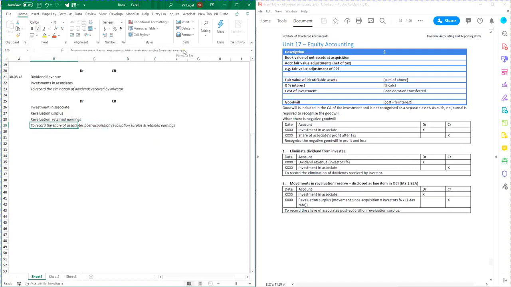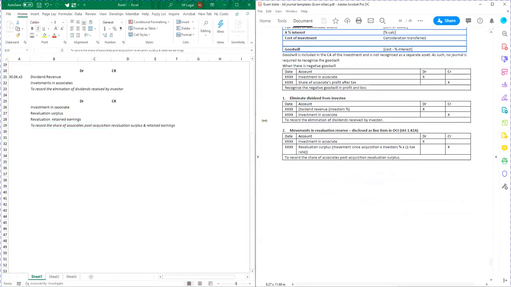Earnings. Okay, cool. I've just split out retained earnings and revaluation surplus in case there's anything else in the question that would fall in retained earnings, not surplus, but it would still impact your investment in associate.